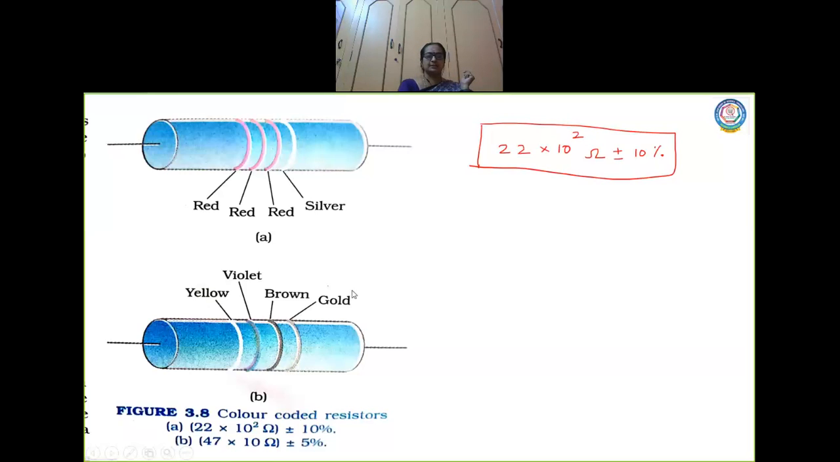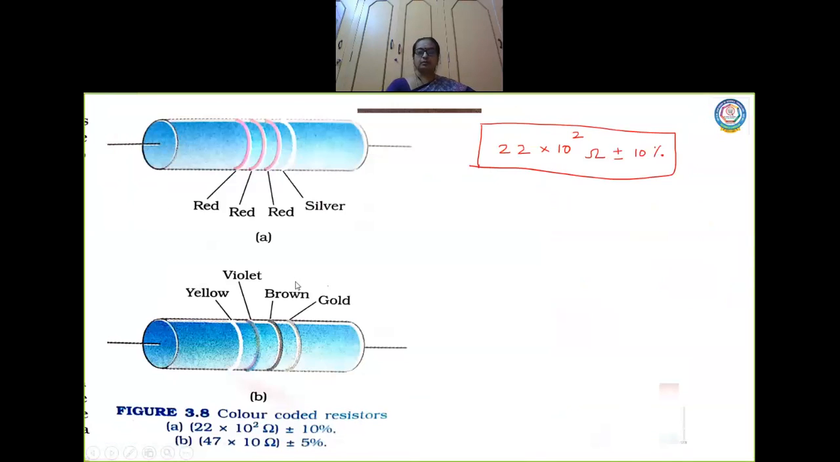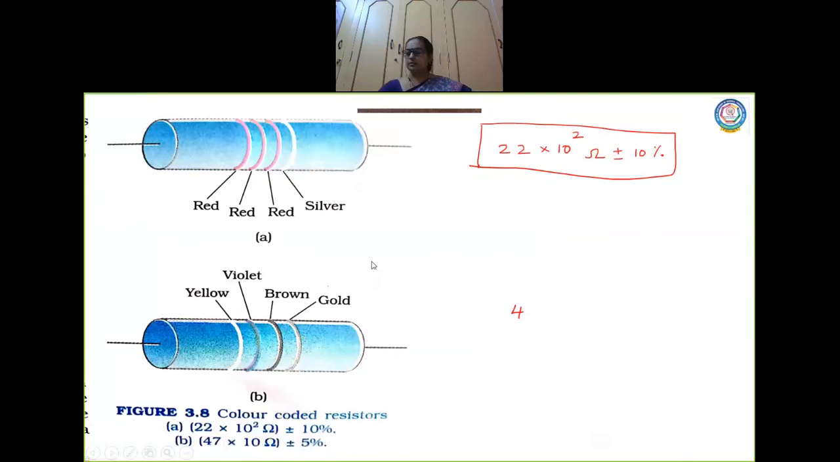Now let us go to this. Here the combination is yellow, violet, brown. So what is the value of yellow? Yellow is 4. Then violet. Violet is 7. So for the first 2 colors we will write the number, and for the third color we will take the exponent.